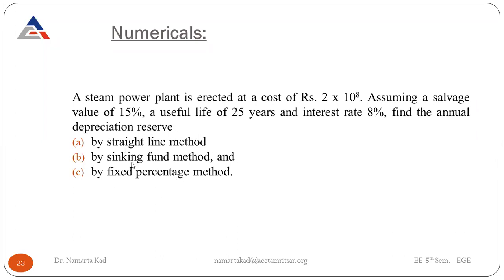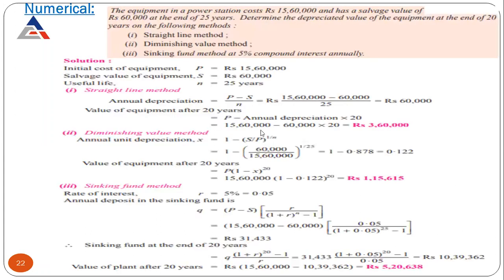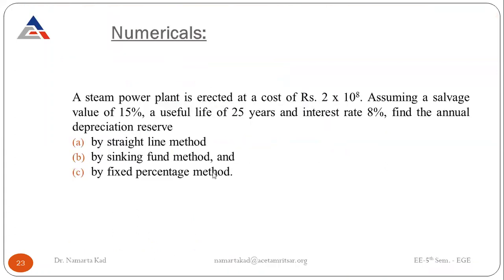Firstly for the straight line method, then sinking fund method, and then the fixed percentage method. For the fixed percentage method, firstly you have to calculate X, that is how much fixed percentage is there. So for X, you have to apply this formula. This X is equal to 1 minus (S by P) raised to power 1 by N. So by using this formula, first calculate X, then do the final calculation. Okay. So this numerical is for your practice.